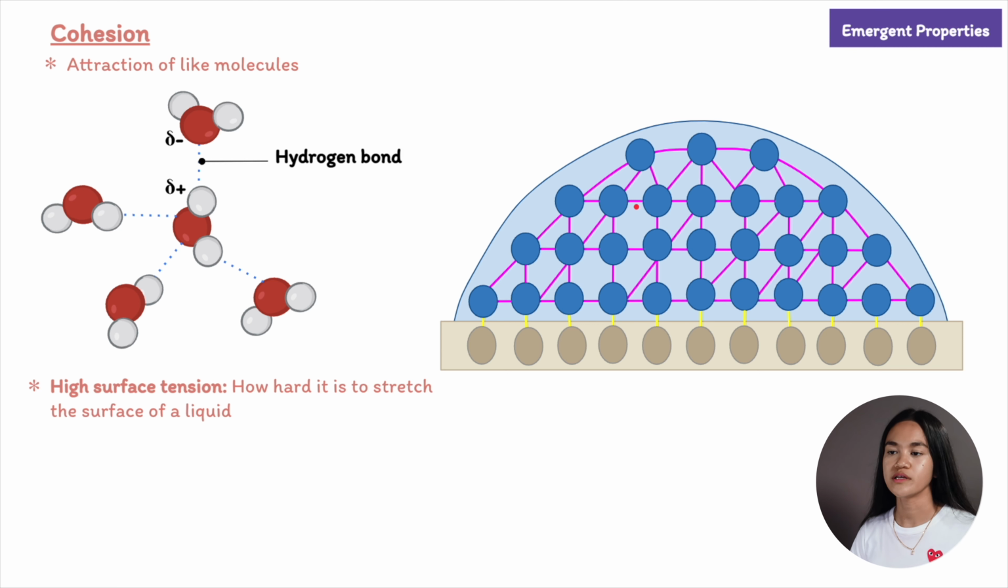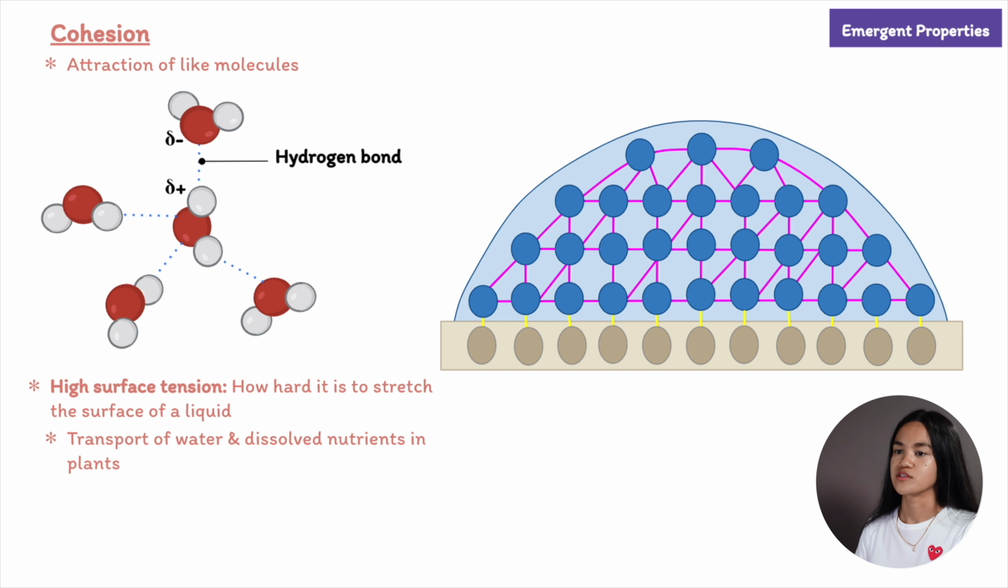Because of this phenomenon, water has high surface tension, which is why some plants can float on water and you can slightly overfill a glass and it will form a dome shape just above the rim of the glass. Okay, so cohesion also helps with the transport of water and dissolved nutrients in plants. As water evaporates from a leaf, hydrogen bonds between water molecules help hold together the column of water within cells.